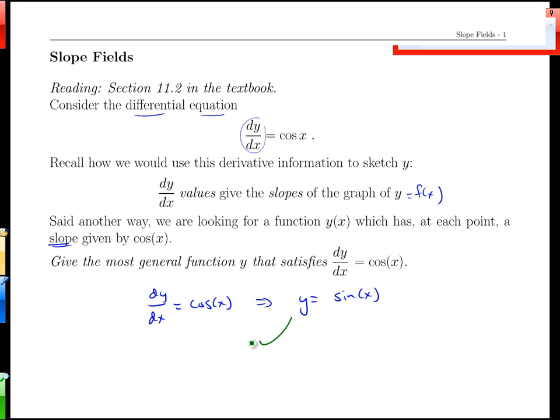We can check that again. We can differentiate both sides. The derivative of y is dy dx. The derivative of sine is cosine. And we also remember, because we're asked for the most general function, we could add a plus c on the end, and that would be fine as well. So if we were to solve this equation algebraically, we would get y equals sine of x plus c.